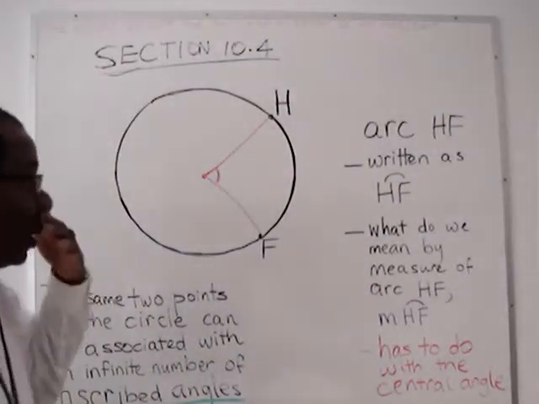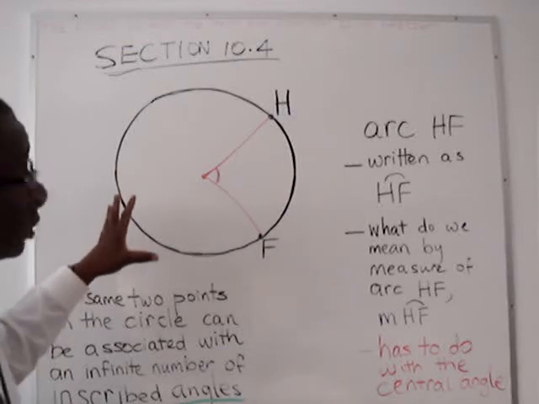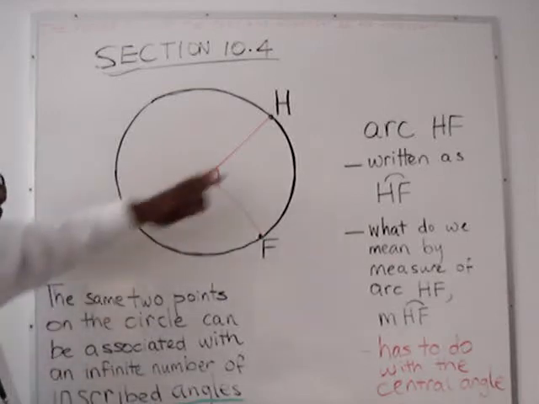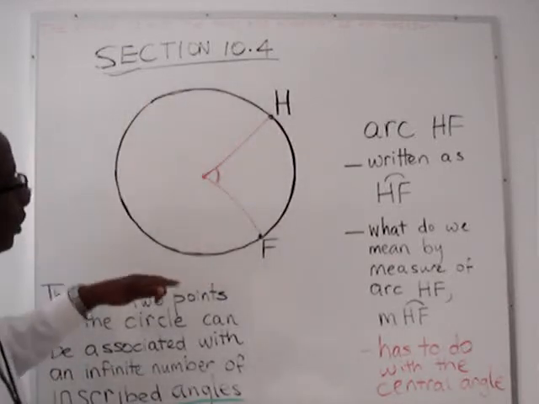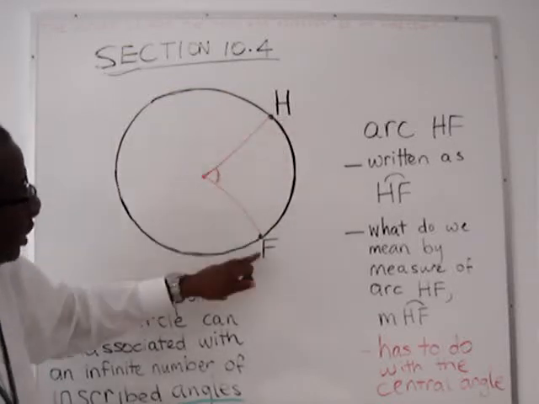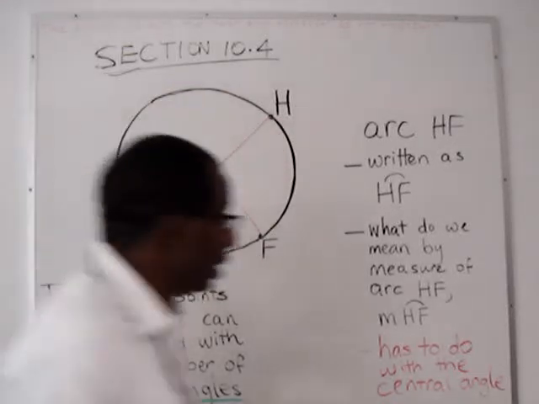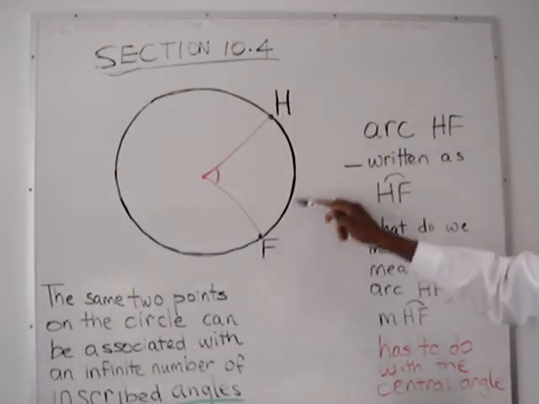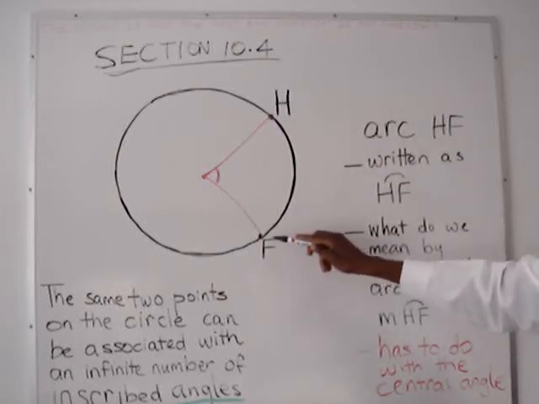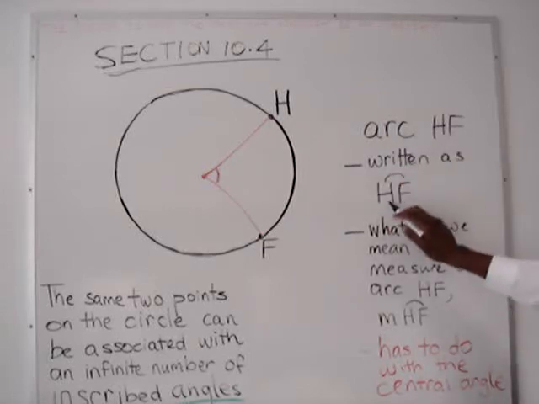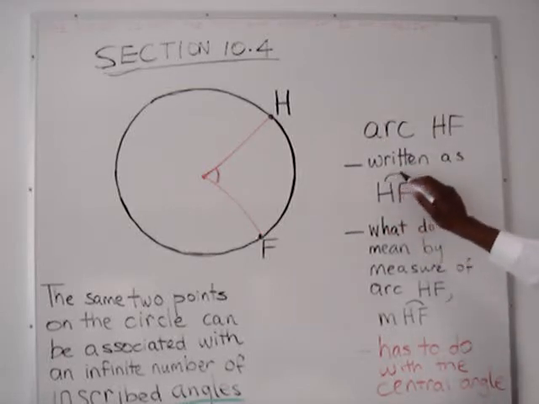Okay, Rachel. Now we're going to deal with section 10.4 of the book. Consider that you have a circle, and let's take 2 points on that circle, label them H and F. As you know already, arc HF is an arc of a circle, and the normal way of writing that, arc HF, is usually written as HF with a little arc on top.